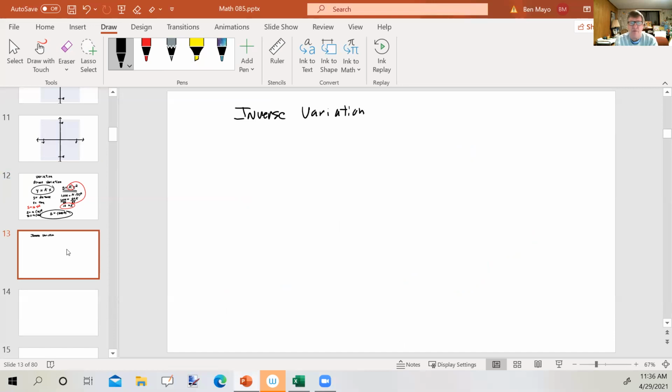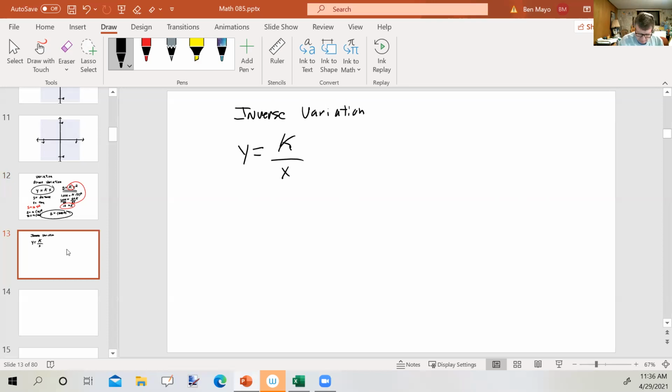Now, when you think of an inverse, there's an additive inverse, which is where they're opposites, or there's multiplicative inverses that are reciprocals. This is that latter case. It's sort of a reciprocal situation. The general formula for inverse variation is y equals k divided by x. In this case, when x increases, y decreases. When x decreases, y increases. So they travel in inverse directions, so to speak.